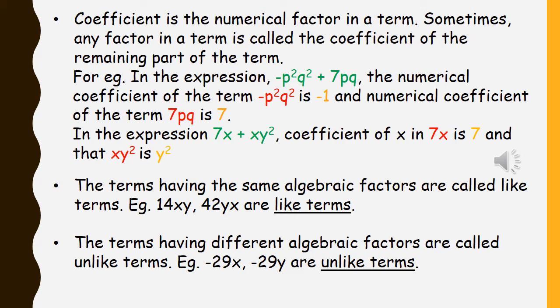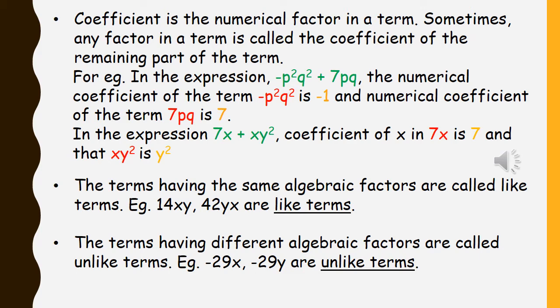Coefficient is the numerical factor in a term. Sometimes any factor in a term is called the coefficient of the remaining part of the term. For example, in the expression minus p squared q squared plus 7pq, the numerical coefficient of the term minus p squared q squared is minus 1. And the numerical coefficient of the term 7pq is 7.